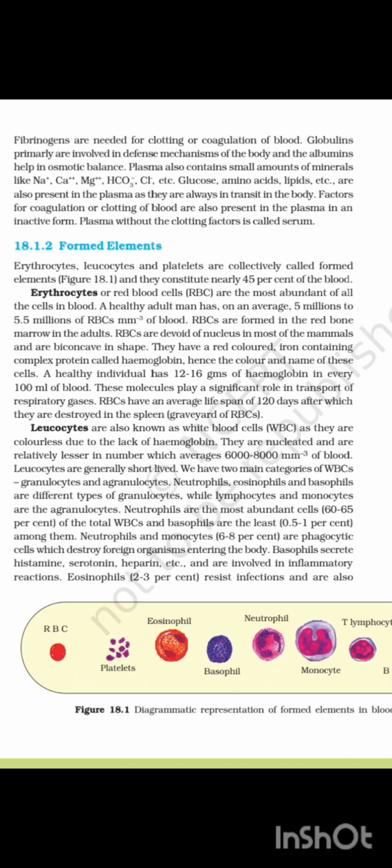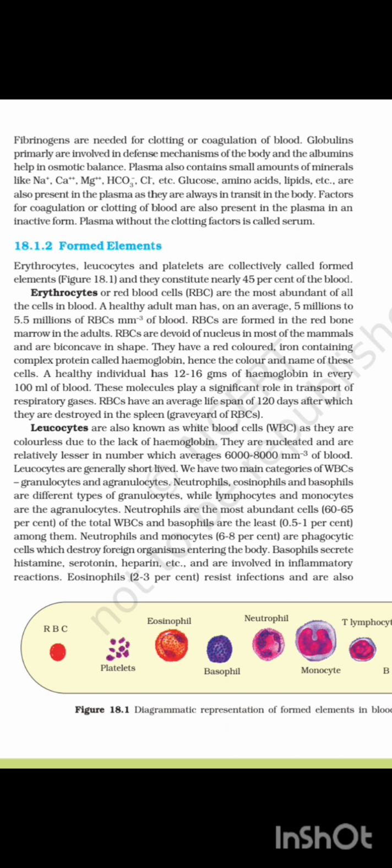Plasma also contains small amounts of minerals like sodium, calcium, magnesium, HCO3, Cl, etc. Glucose, amino acids, lipids, etc. are also present in the plasma, as they are always in transit in the body. Factors for coagulation or clotting of blood are also present in the plasma in an inactive form. Plasma without the clotting factors is called serum.